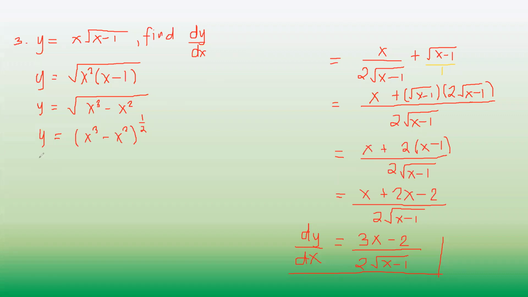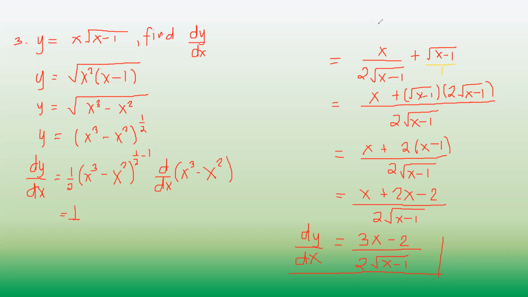Then, differentiating, applying the general power formula, u raised to n. So we will have dy over dx. dy over dx equals, baba si 1 half, times x cubed minus x squared raised to 1 half minus 1, times derivative of u, which is x cubed minus x squared. Okay. Then again, we will have 1 half.